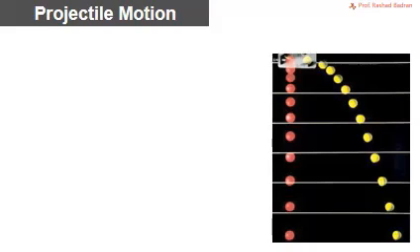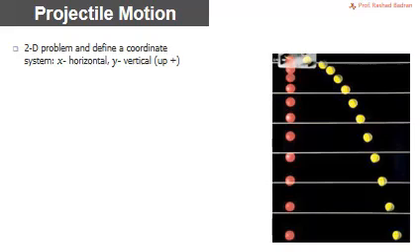In projectile motion, we're going to take the simplest case, when we shoot a projectile horizontally, and then it will fall off downward as shown in this diagram. This is a typical two-dimensional problem.